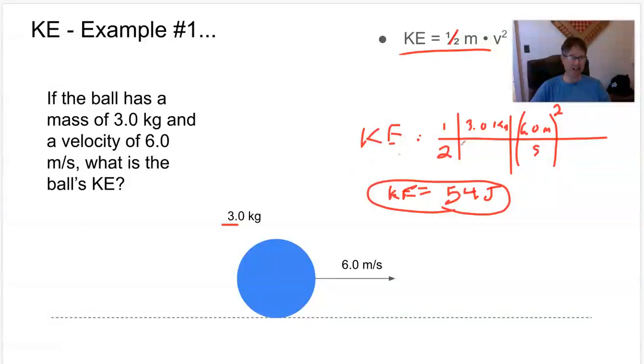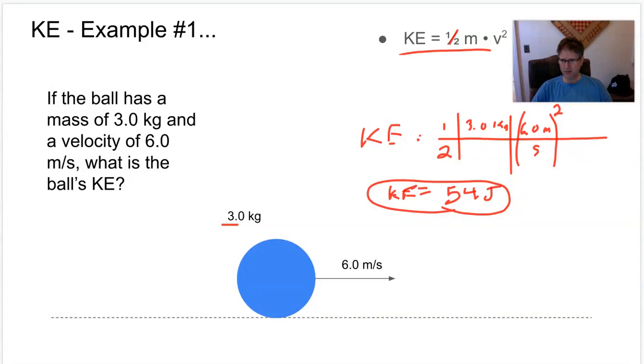Okay, makes sense? The application of that is just algebra, right? We're just plugging things in and solving for that. Okay, so as long as you've got the equation there, you're just plugging things in. Make sure you're using kilograms, and then make sure when we do our velocity, we're using meters per second.